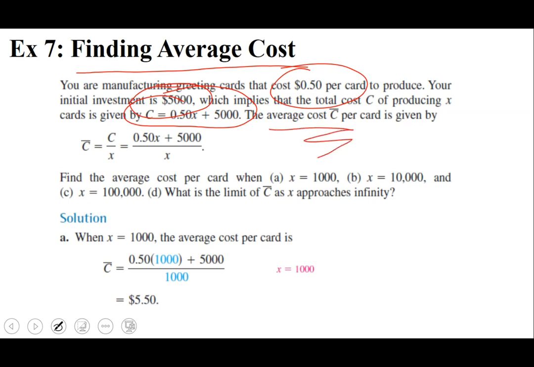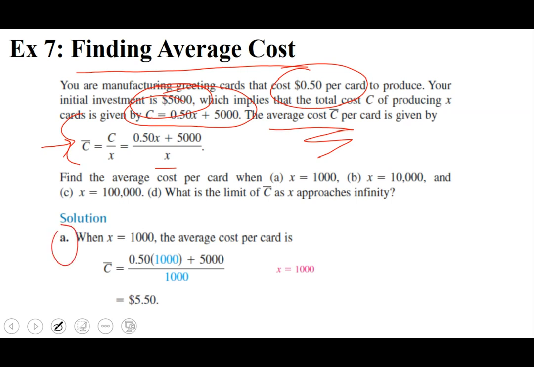Whenever you see something that's asking you for the average cost, the notation for an average is the variable with a little line on top. And then if you think about how you take an average, you divide by the total number of things. And if you don't know the total number of things, then you're going to call that x. So this is an example here of an average cost function. And because it looks like a rational function, that's why it's in this chapter.